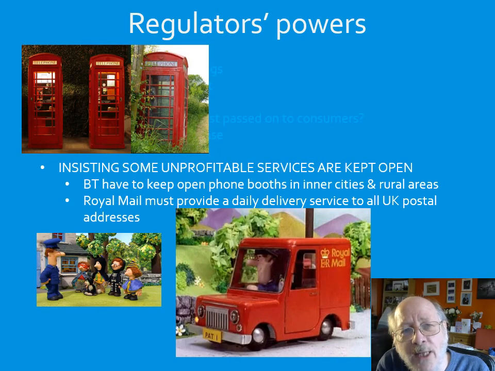On top of this, regulators can insist on certain things. So, for example, BT have to keep open phone booths both in inner cities and rural areas. There's a rather unkempt one shown there, even though these do not make profits. And similarly, Royal Mail must provide a daily delivery service to all UK postal addresses. Well, if you live in a city, you can see that Royal Mail can make a profit. But often in the country, Postman Pat will have to get in his van and drive miles in order to deliver a single letter. Now that will obviously cost more than the price of the letter, but they are forced to do that by the regulator.